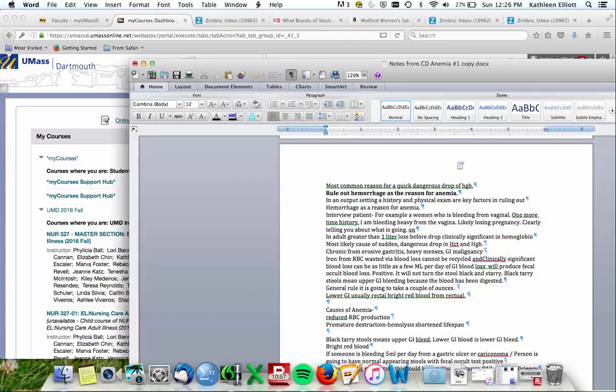In an adult, you can lose up to 1 liter of blood before there is a clinically significant drop in hemoglobin. That's a lot. The most likely cause of a sudden dangerous drop in hematocrit or hemoglobin is bleeding, and this can be caused by erosive gastritis, heavy menses, or GI malignancy.